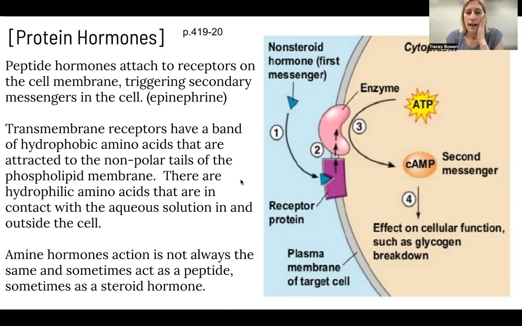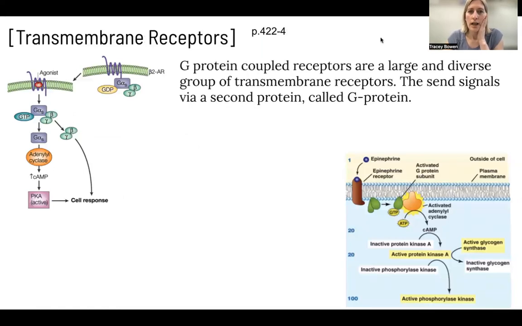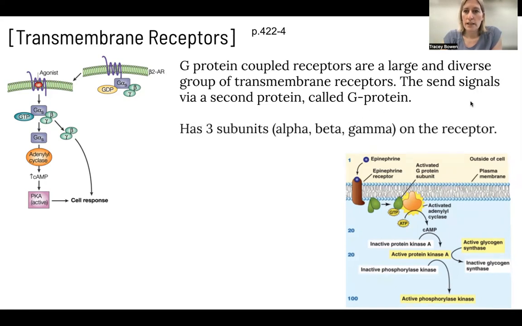Amine hormones' action is not always the same. They sometimes act like peptide hormones, and they sometimes act as steroid hormones. That's the most that you need to know about that. So transmembrane receptors, the G protein complex is an example of this. G protein coupled receptors are a large and diverse group of transmembrane receptors, and they send signals via a secondary protein called the G protein. So it has 3 subunits, alpha, beta, gamma, on the receptor.